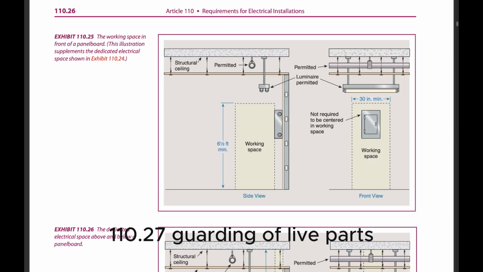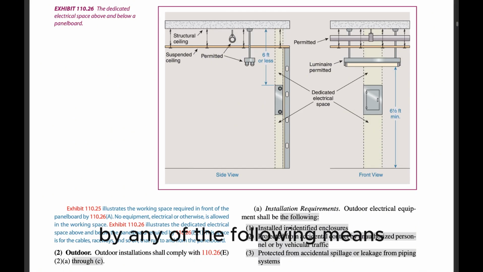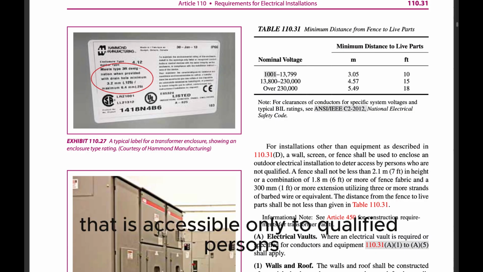110.27 Guarding of live parts. (A) Live parts guarded against accidental contact. Live parts of electrical equipment operating at 50 volts or more shall be guarded against accidental contact by approved enclosures or by any of the following means: (1) By location in a room, vault, or similar enclosure that is accessible only to qualified persons.